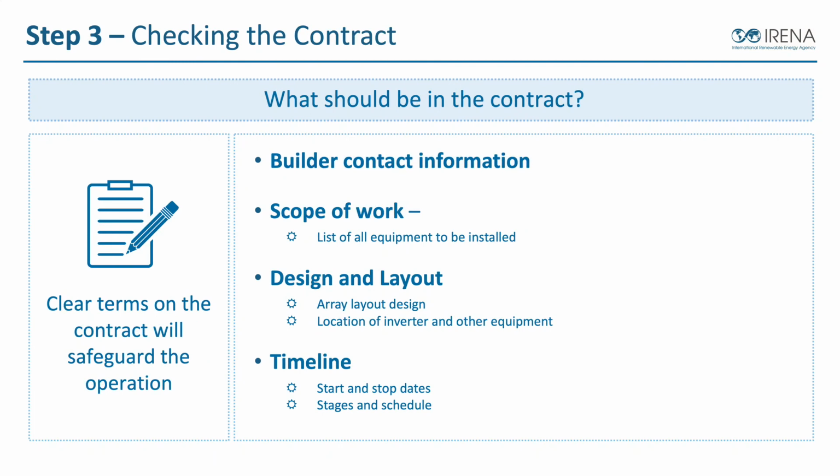So as we get into looking at the contract, not just the prices, but some of the information that should be in the contract. Well, builder contact information, of course. Who are they? Where are their offices? All the basic information from them. What's the scope of work? We need to have a real clear description of the scope of work, which should list all of our equipment that's intended to be installed on the site. We should have a design as part of the contract and a layout.